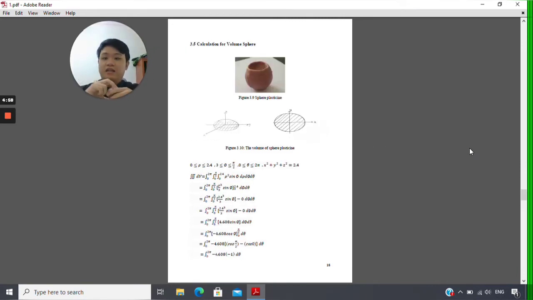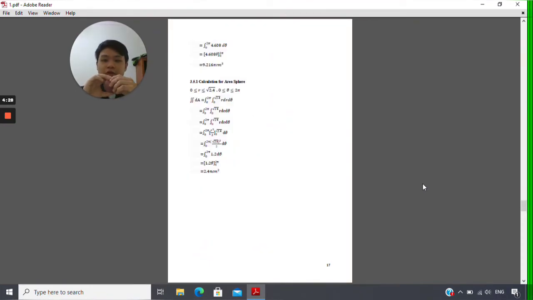As for the volume of the sphere, I decided to use spherical coordinate to find the volume of this sphere by finding phi, rho, and theta to set as the limit to find the volume of this solid. Above highlight is the equation that I've set to find the volume of the solid accurately. As for the area of this sphere, I decided to use polar coordinate. Above are the limit and the equation I set to find the area of the sphere.